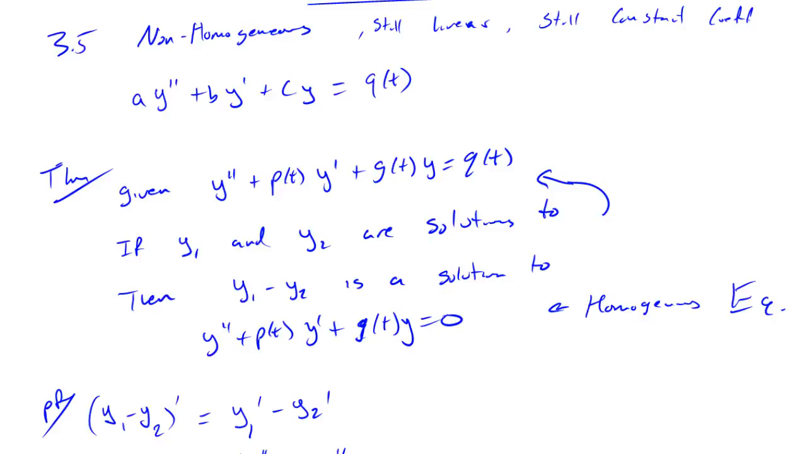All right, so today I want to take a look at section 3.5, which is the start of looking at non-homogeneous equations. Non-homogeneous second-order differential equations. Still linear, still constant coefficients. So they look like this, where this is not necessarily a zero over here. There's some other function. Okay?